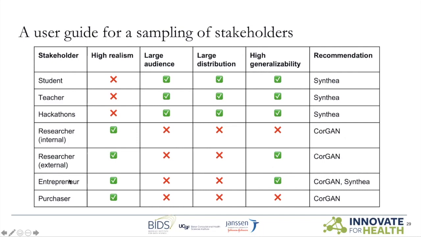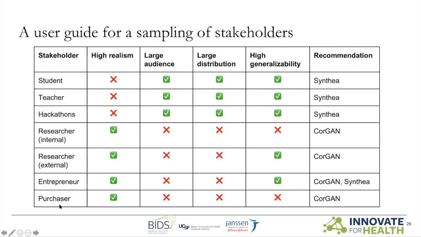For sharing with commercial partners, again, high realism is extremely important. High generalizability might also be important depending on how well defined the actual use case or target business case is. In that case, it might depend on the level of trust and partnership with these commercial partners, and so that might make the decision between CorGAN and Synthea.